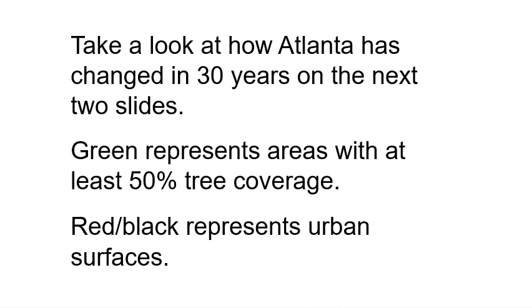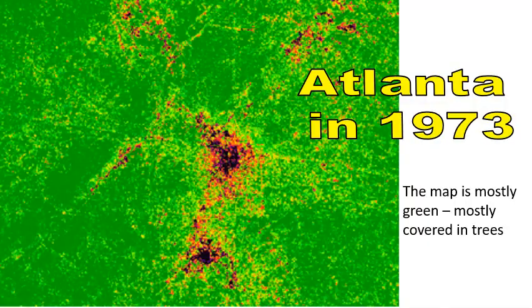Well, we're going to look at Atlanta and see how Atlanta has changed over the last 30 years. In these images, green represents a place where you have at least 50% of the ground is covered with trees, and red and black represents places where there are roads, houses, buildings, sidewalks, things like that. Here's Atlanta in 1973. There's the downtown core. Starting to get out, this is kind of up 85, and this is kind of going up 75 towards Marietta. You can see there's a lot of green in Atlanta. Most of Atlanta was a city of trees in 1973.